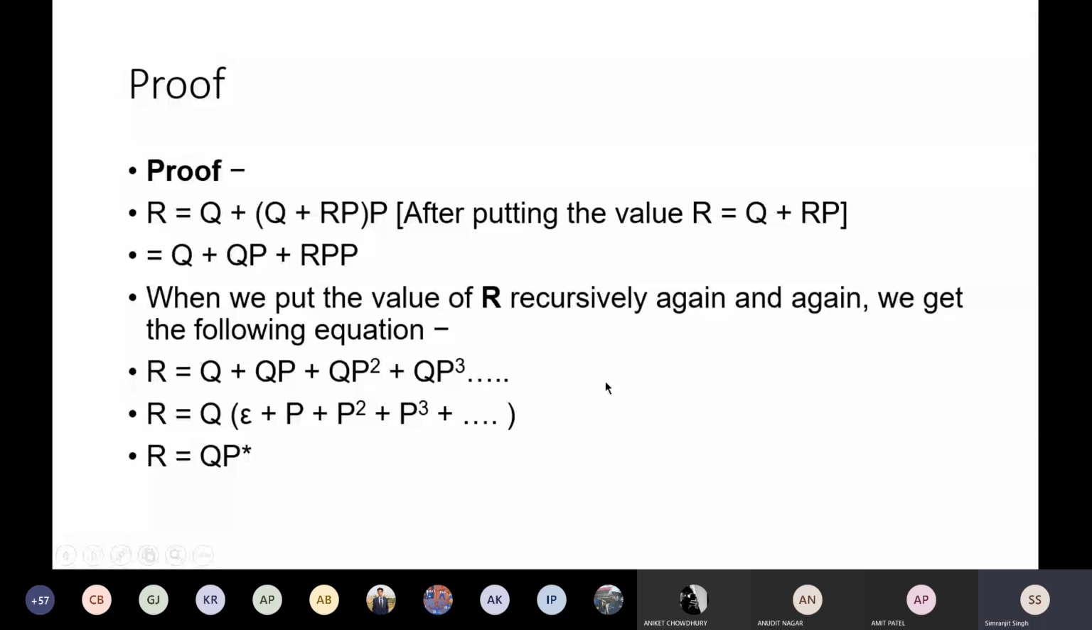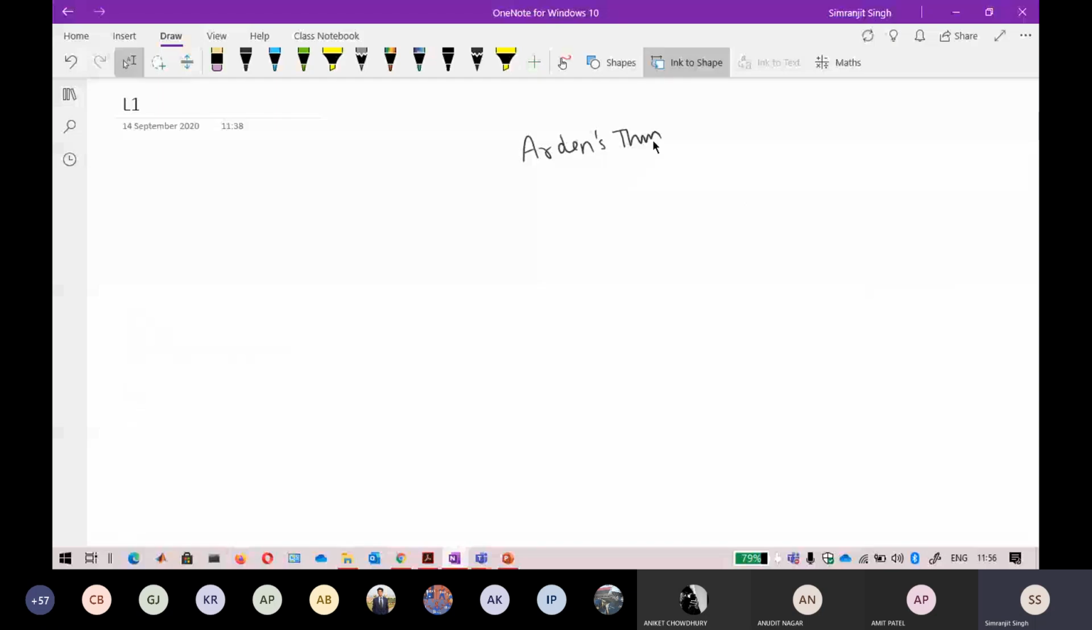Okay, so mainly Arden's theorem, if I just break it into main statements, it just says that there are P and Q that are regular expressions. There is one assumption: the first assumption is that P does not belong to a null string here. Keep that in mind. Lambda or epsilon.